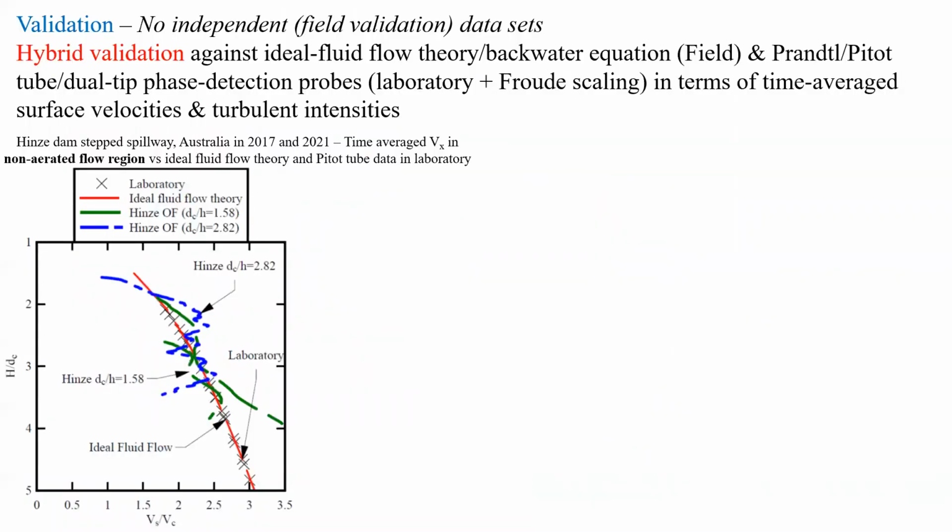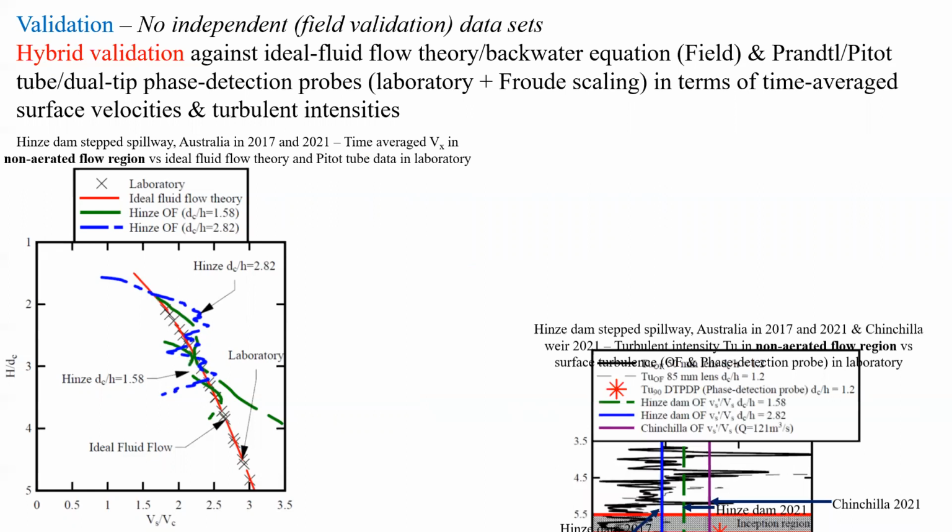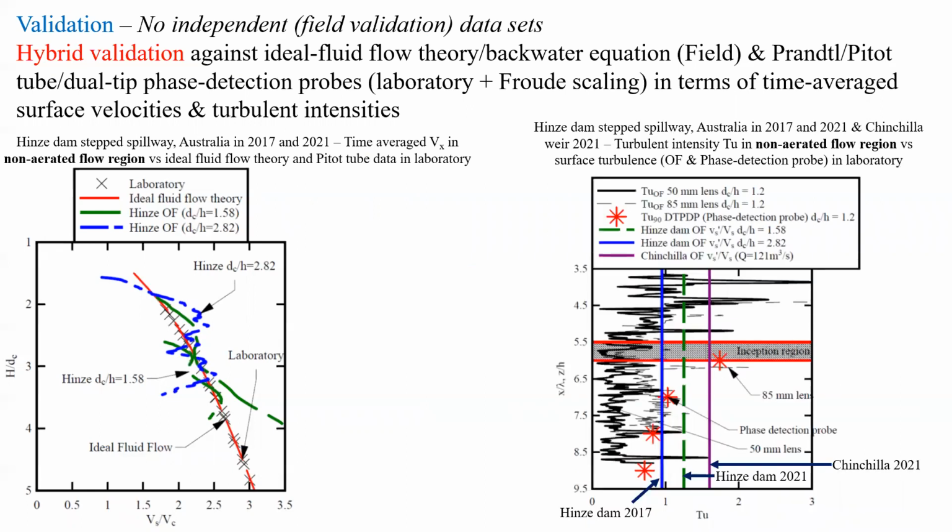One of the challenges with this type of approach is, of course, the absence of independent validation datasets. And here, hybrid validation was used to validate the field dataset against ideal fluid flow theory or the backwater equation and, whenever possible, Froude-scaled laboratory data, either using a Prandtl pitot tube or a phase-detection probe. An example in terms of the surface velocity in the non-aerated flow region is shown on the left. On the right, we show a similar graph, again in dimensionless form, of the longitudinal turbulence intensity, with field data being the vertical colored line, the asterisk being the dual-tip phase-detection probe, and the black lines, thick and thin, being optical flow using two different lenses.